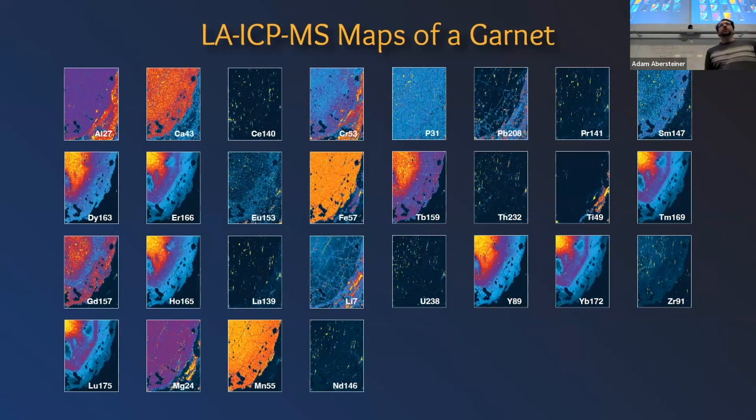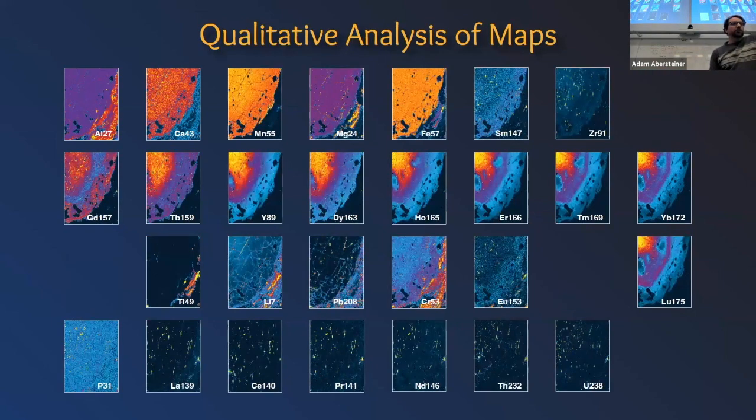So normally you go and collect a bunch of LA-ICP-MS maps, you get something that looks like this, and then you've got to make sense of it. So now you've got a bunch of maps, and the first thing you do is probably some sort of qualitative analysis. The first thing you might do is say, okay, let's sort these maps in some way that makes sense.